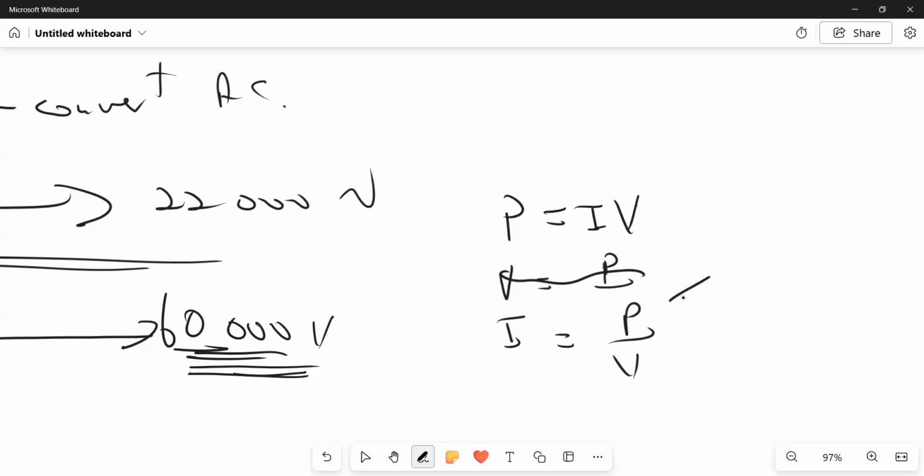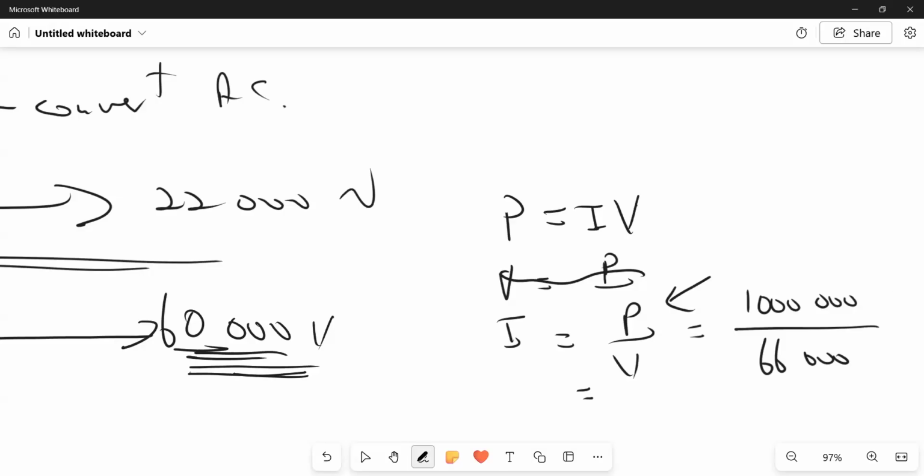So let's say you're transmitting 1 megawatt, which is 1 million watts, and the voltage is 66,000. What will the current be? You're transmitting 1 megawatt at 66,000 volts. What will the current be in the wire that is transmitting 1 megawatt?